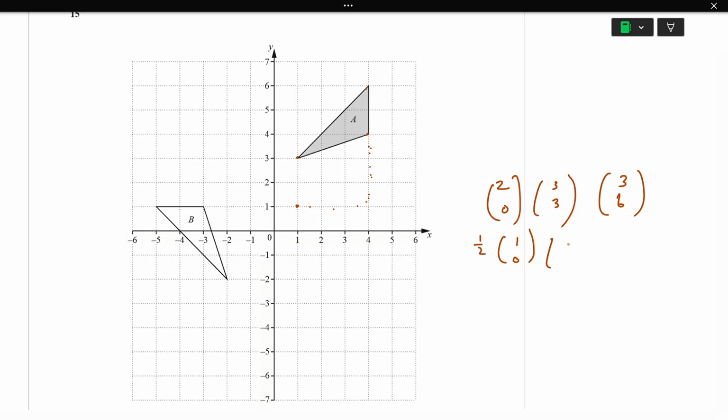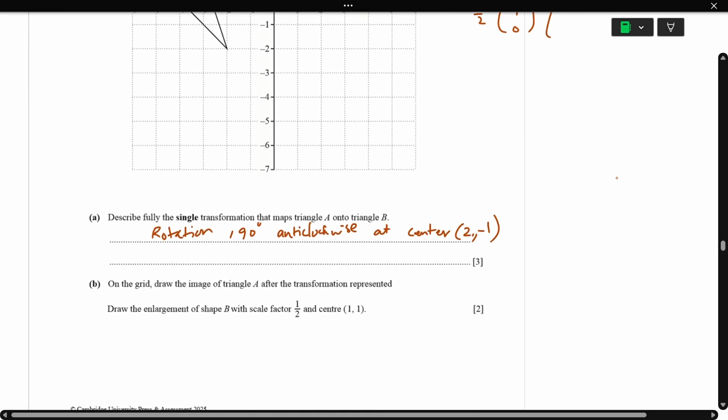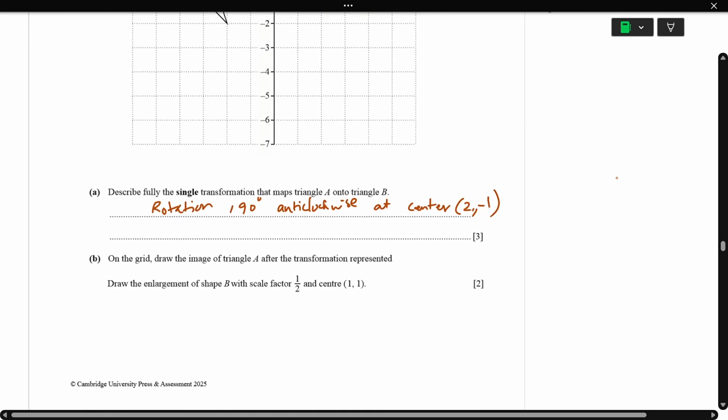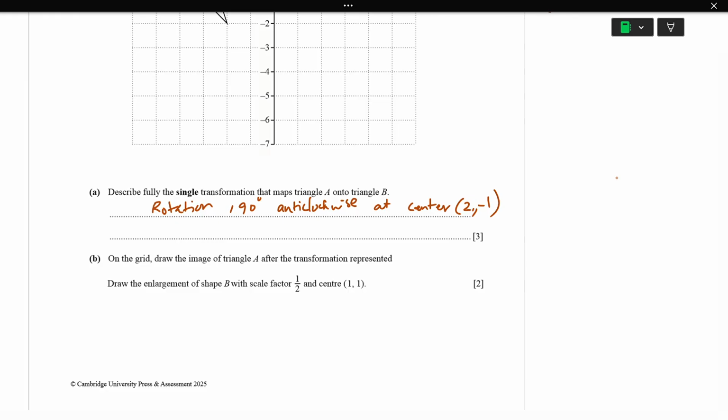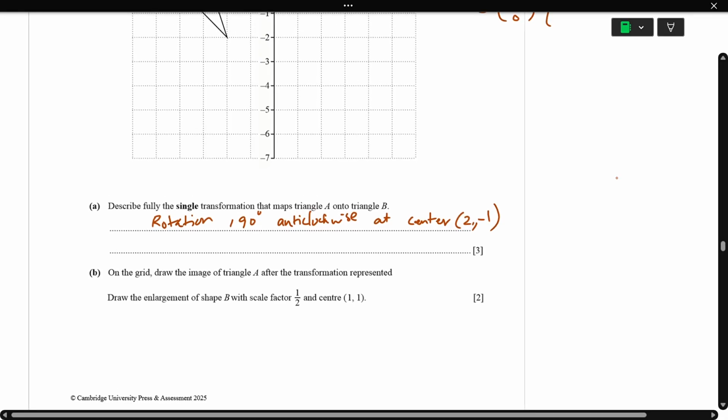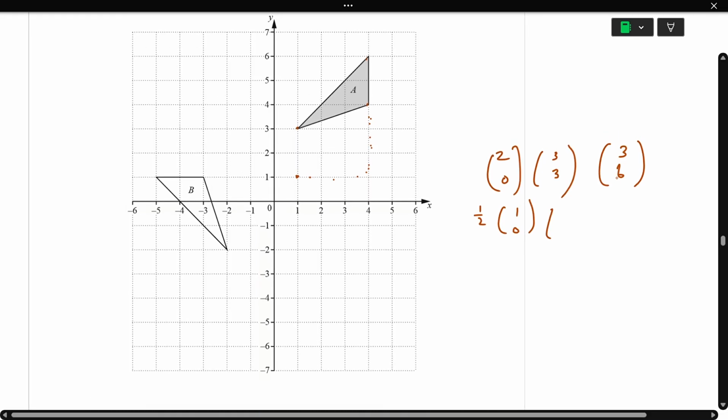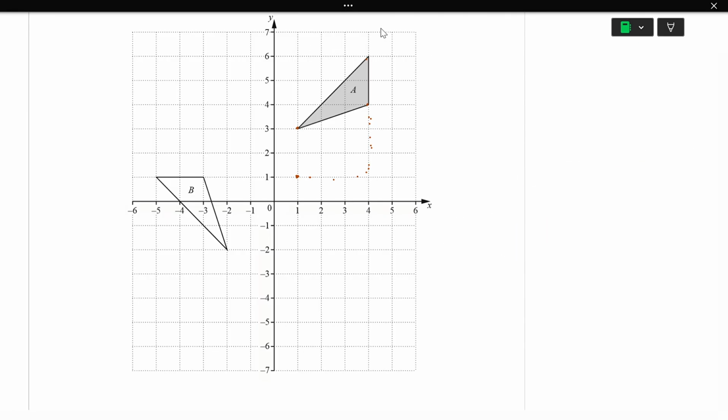Actually, the question says on the grid draw the image of triangle A after transformation represented. Draw the enlargement of B. Okay, sorry, I made a mistake. Actually, it's B, this question. From B's enlargement, so here is the center.